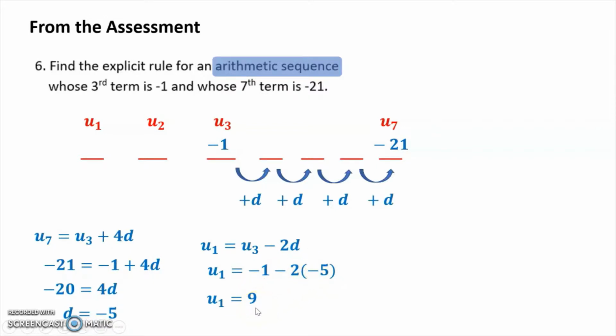And that tells us u1 must be 9, because negative 1 minus, these two multiply, become positive 10, and we get 9 here. Awesome. So our rule, this is arithmetic. Here's what every arithmetic rule can be written as, right? Our general rule for arithmetic sequences. And u1 is 9. D value is negative 5. There's our rule.